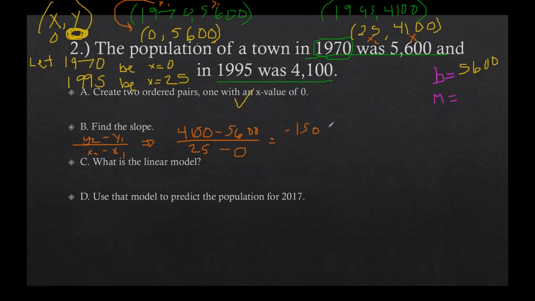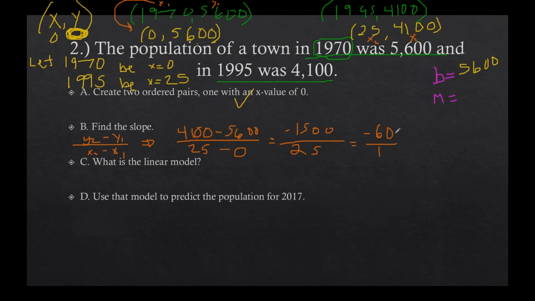Negative 1,500, and our denominator is 25. If you can simplify, you should. So this just comes out to be negative 60 over 1. Now, for our model purposes, you don't necessarily need a fraction. But if we want to interpret, because you will be asked to interpret your slope, think about what this represents.